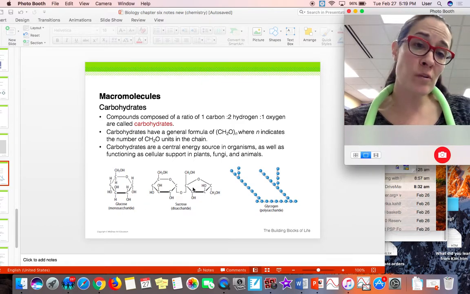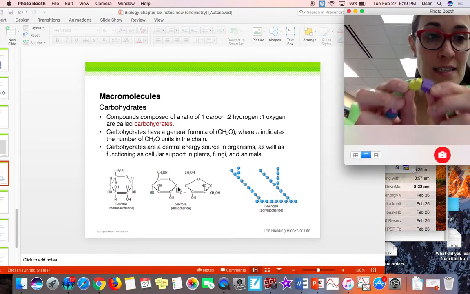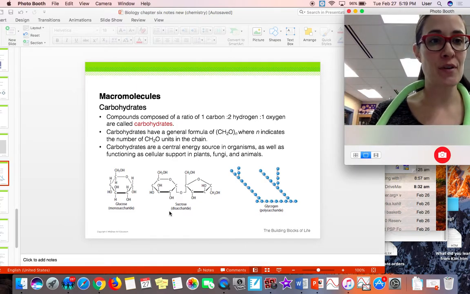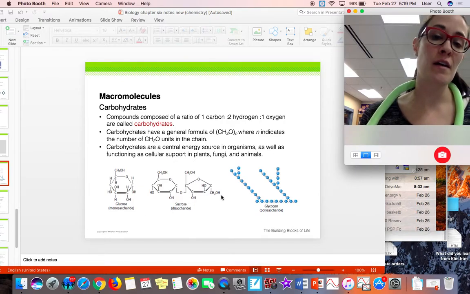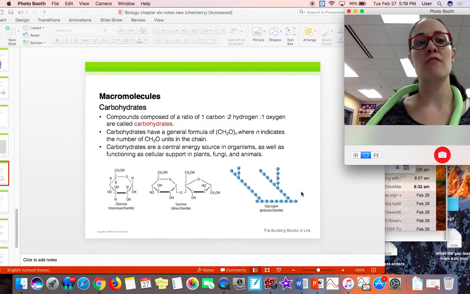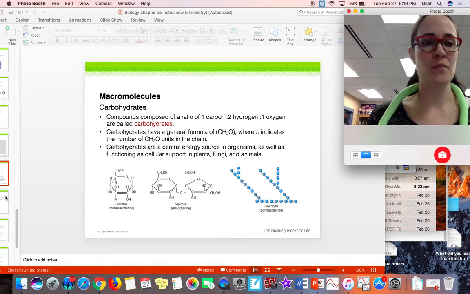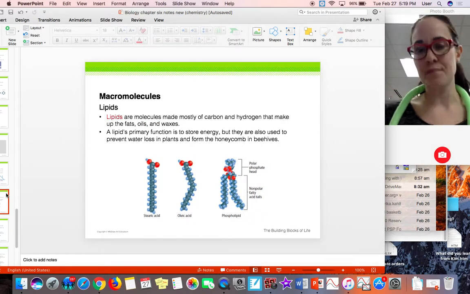When you add 2 of them together, so 2 beads together, it forms a disaccharide. An example is sucrose, table sugar. When you put many hexagons together, that would be like many glucose, it forms a large polysaccharide. An example would be glycogen, which your body stores in your muscles.